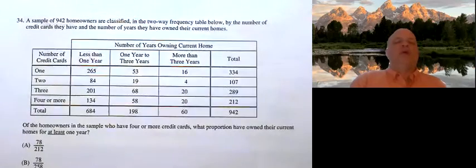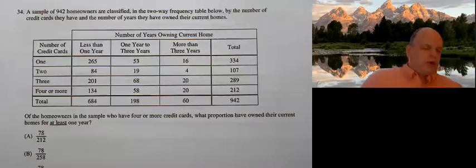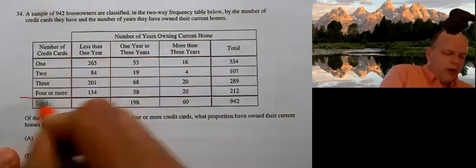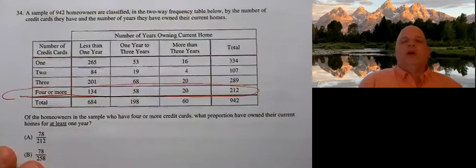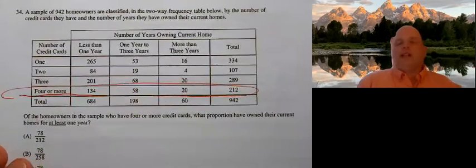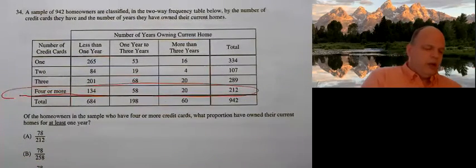All right, number 34. A sample of 942 homeowners are classified in the two-way frequency table below by the number of credit cards they have and the number of years they've owned their current homes. Of the homeowners in the table who have 4 or more credit cards, so we're looking for the 4 or more, from this group, what proportion have owned their home for at least 1 year?